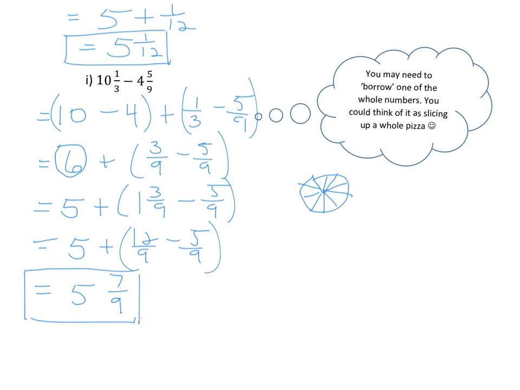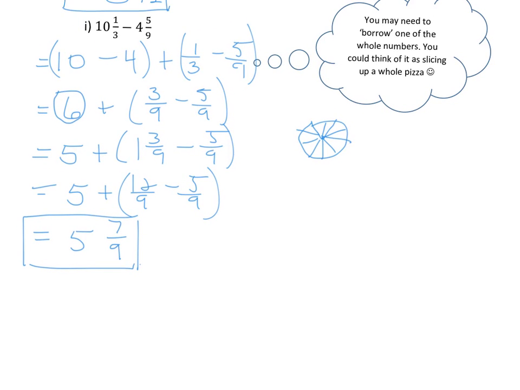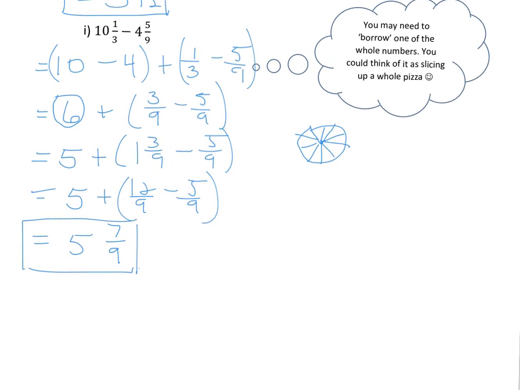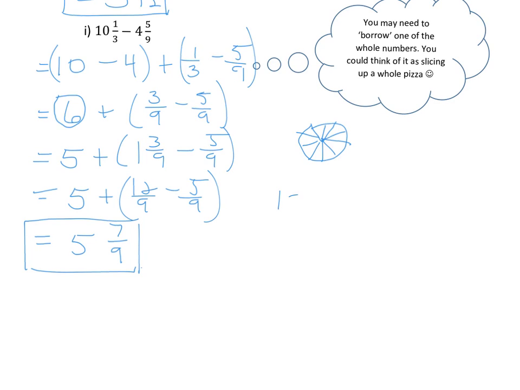I'll just show a different way of writing this question down over here. I've got 10 1/3, and I'm subtracting 4 5/9. So I can see that, well, first I need to make my fractions be common denominators. So I've got 10 3/9 minus 4 5/9. I can see that 3/9 is smaller than 5/9, so I need to borrow one of these 10.